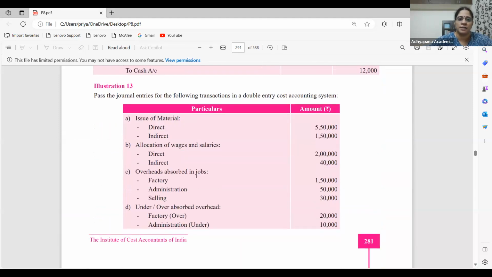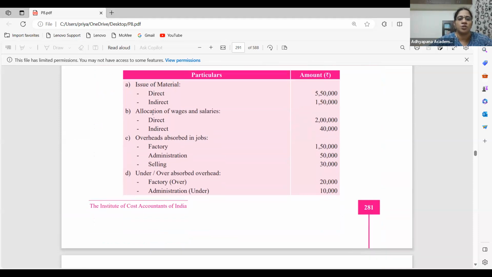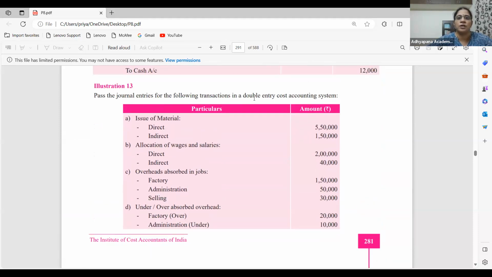You might be asked a sum in case of integrated accounting where they may ask you to post the journal entries. So coming to illustration 13. Pass the journal entries for the following transactions in double entry cost accounting system. So here they are not asking you for the journal entry as per integrated accounting. Instead, they are asking you for journal entries as per double entry cost accounting system.